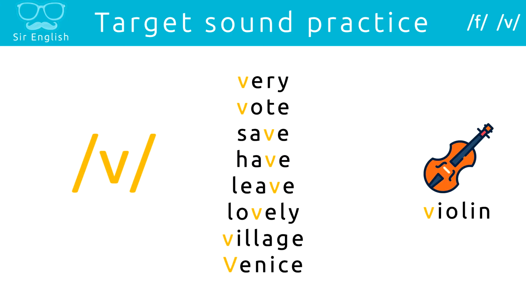Let's move on to the second target sound practice, the V sound. V, as in van. So remember, this is voiced, so you're using your vocal cords to produce the sound, as well as pushing air out of your mouth through your top teeth and bottom lip. V, V, V. So let's look at this list. Listen and repeat after me.